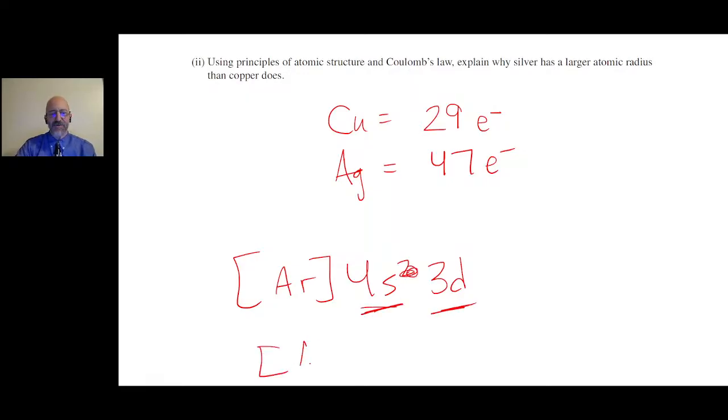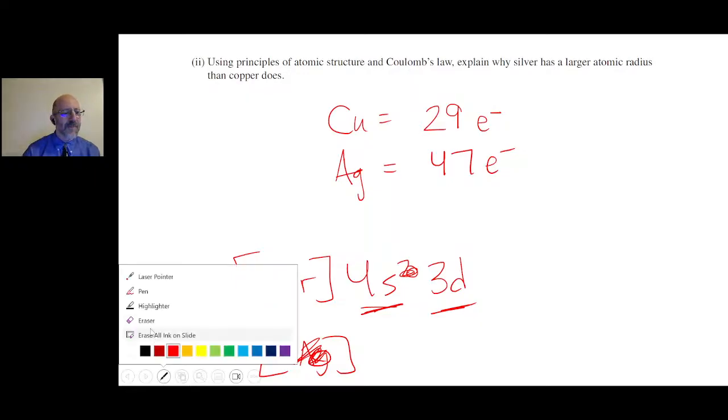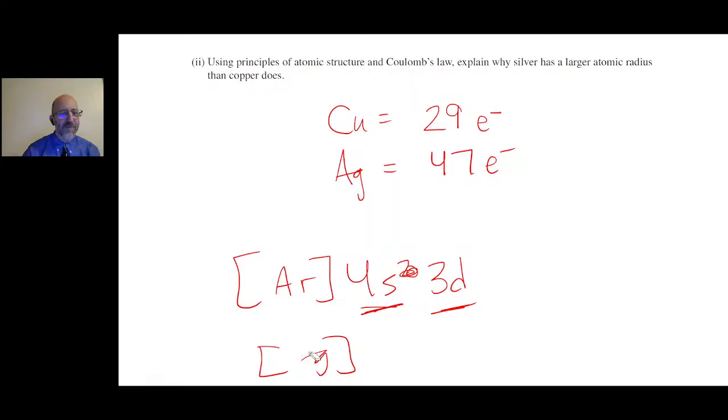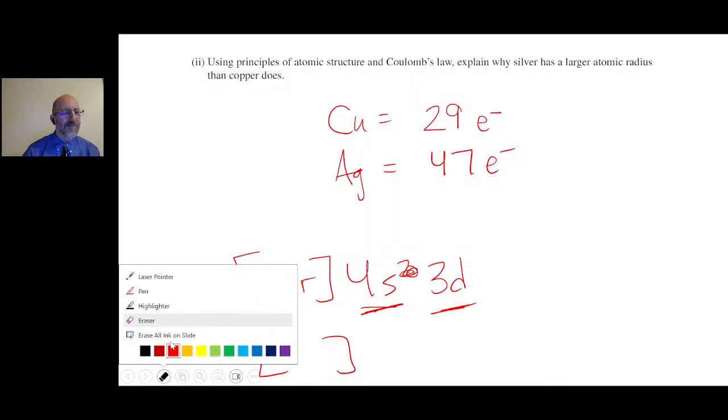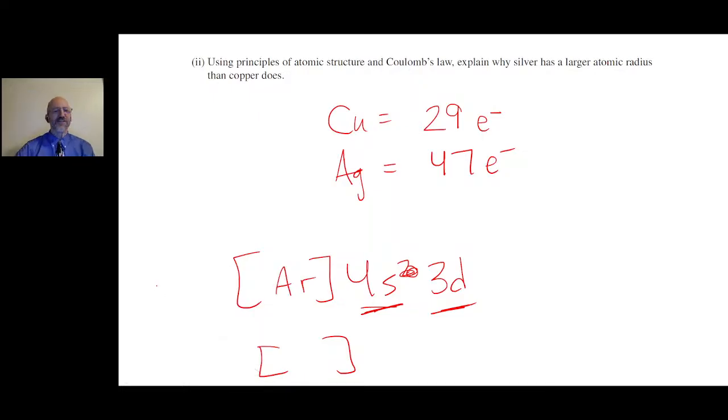But when I get down to silver, it's going to be an entire other level. Let me get to my erasing tool here. There we go. I just have to jump to the next noble gas. Let me go back to my pen. All right, so the noble gas below argon is krypton. So Kr. And that would be 5s and 4d.